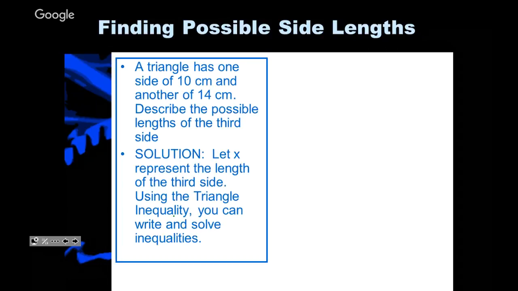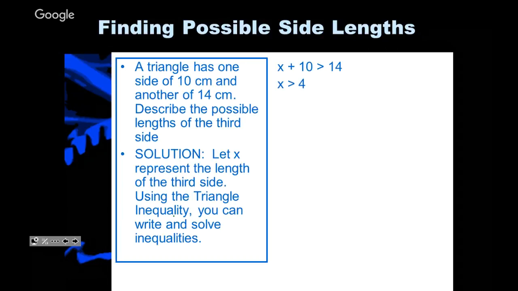So we've got two of them, right? So the first one is, let's assume 14 is the longest side. So we know that 10 and the third side, we'll call X, has to be greater than 14. So X plus 10 is greater than 14. And then we just solve for X. We get X is greater than 4.